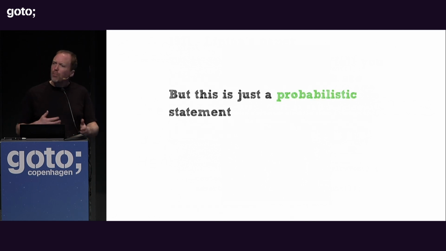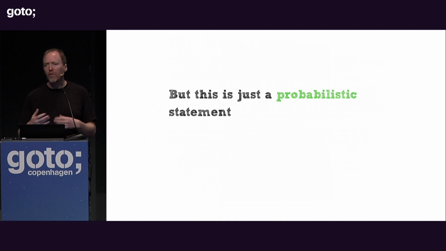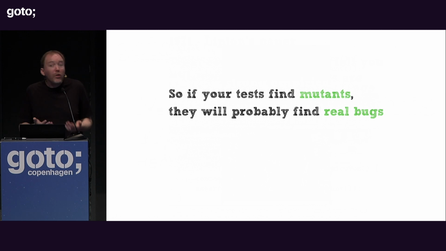But it's important to understand this is a probabilistic statement. It's not like some mathematical truth. It's not that this can be proven, that this is always the case. It's just something which generally happens in practice. And importantly, you will find counterexamples. You can't rely on this, but it's just generally true. Which means that if your tests can find mutants, they will probably find real bugs.